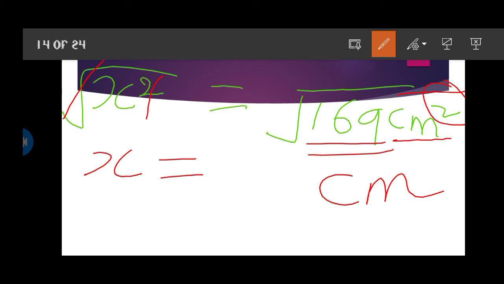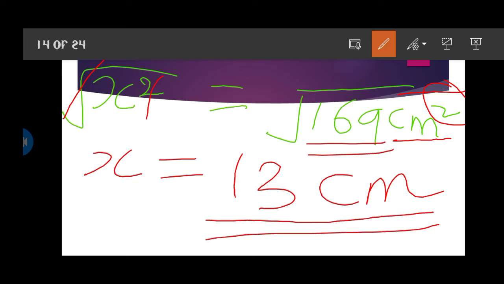7 square, 49. 8 square, 64. 9 square, 81. 10 square, 100. 11 square, 121. 12 square, 144. 13 square, 169. It's only 13 that can give you 169. So do you get it now?